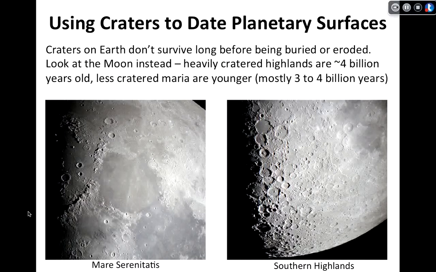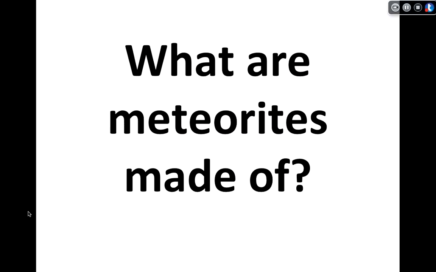The lunar mare, the seas, which are in fact vast solidified lakes of lava, are much younger, and you can tell that there's a few craters in them, but not many. In fact, most of the lunar mare fill giant impact craters from early in the moon's history. So we use crater counting for relative dating of different surfaces.